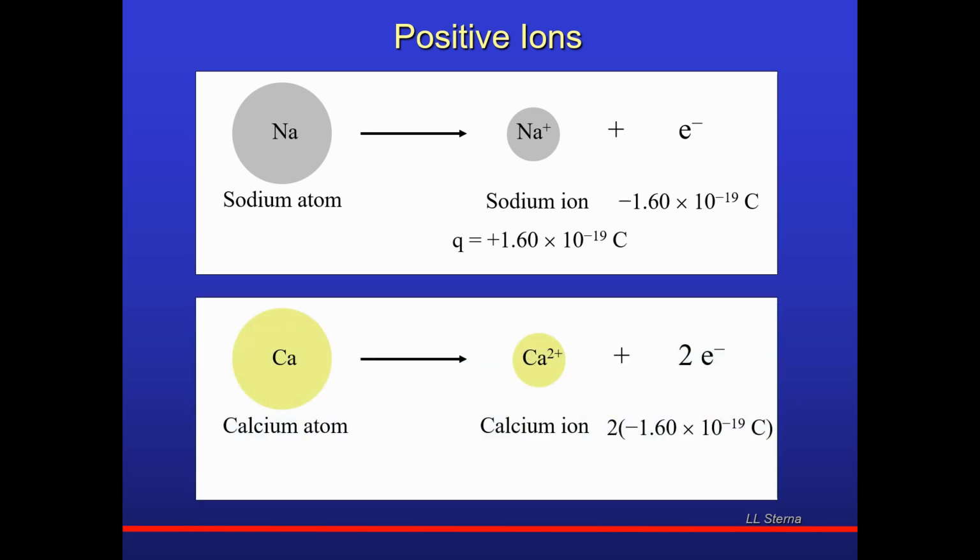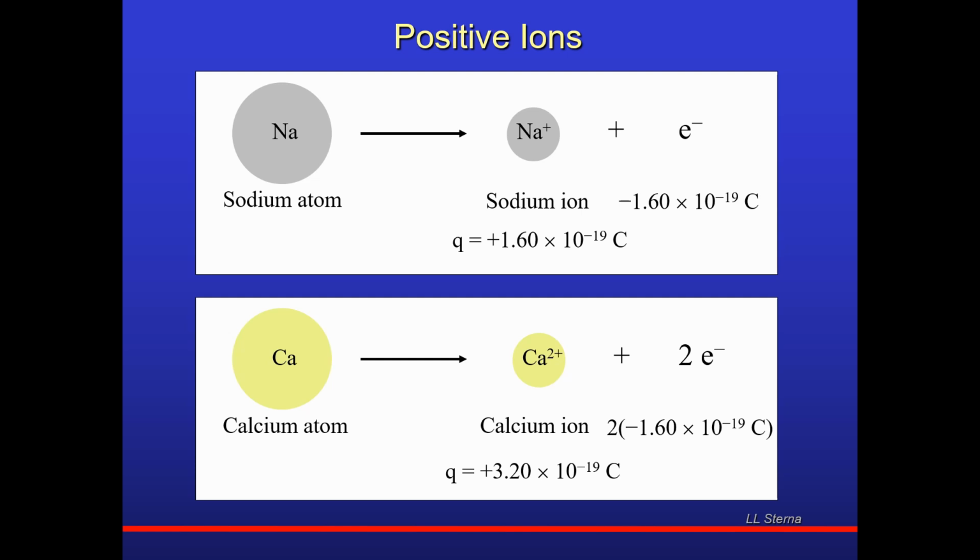Now, here's a second example. Calcium atom. Again, it's a neutral species, nucleus surrounded by electrons, equal positive and negative charge. Calcium atom can lose 2 electrons. The charge carried by the 2 electrons is 2 times minus 1.6 times 10 to the minus 19 coulomb. Therefore, to conserve charge, the calcium ion, which is written with a charge 2+, which is a shorthand, actually has a numerical value of charge of plus 3.2 times 10 to the minus 19 coulomb.